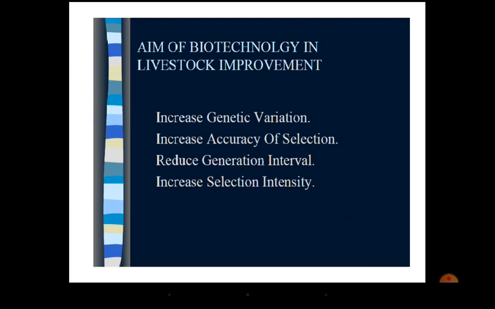I told genetic variation, I think I covered that just now. So, increase the genetic variation. Why should genetic variation be more in the base population, the population in which selection is done? The more the variation, the more the chances of selecting better genotypes.